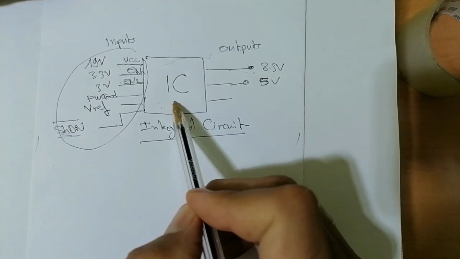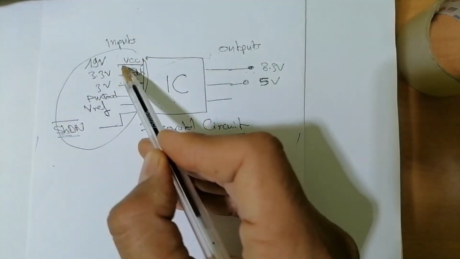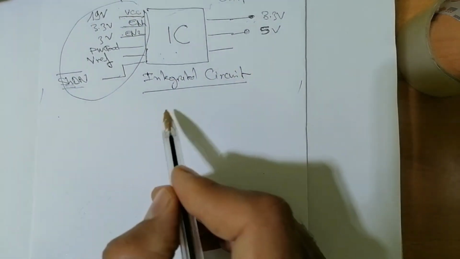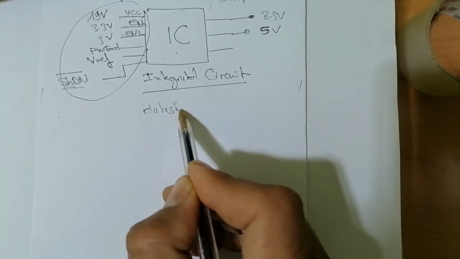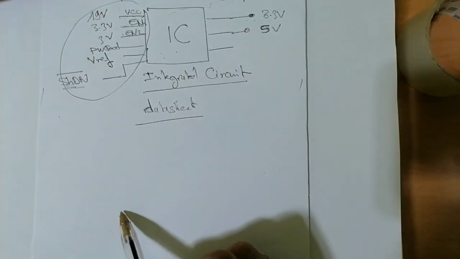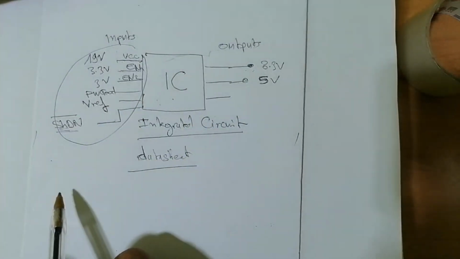What we should do is check the inputs. To check the inputs, you should first refer to the datasheet. You should have the datasheet of the IC. This is how you can apply the third method.